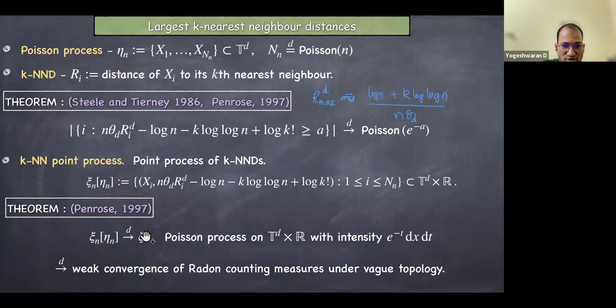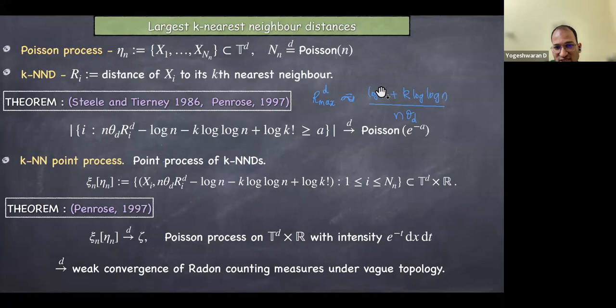This is a kind of idea that appears often in many, many situations of extremal statistics and so on. You take a sequence of some nice finite point process under suitable scaling and so on. The maximum, or the things which are very close to the maximum, converge to a Poisson point process. Remember, this is the maximum.